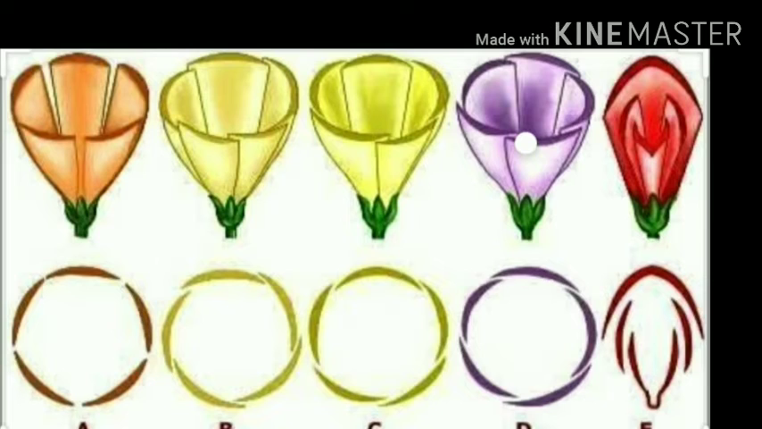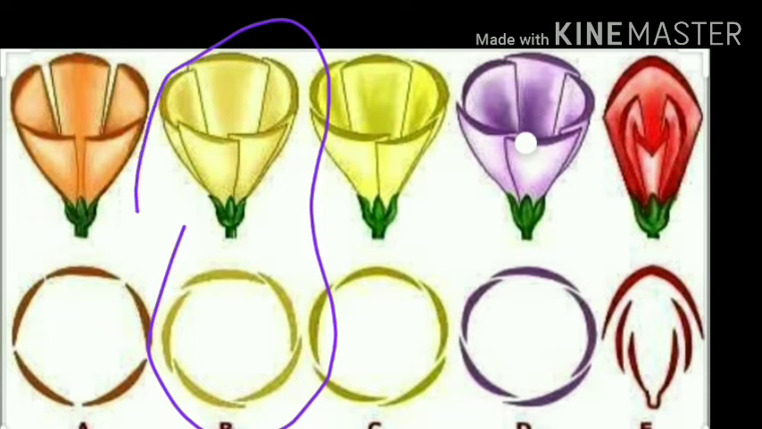Whereas in picture B, you may observe that the margins are overlapping. In pic A there is no overlapping, but they touch at the margins. Whereas in pic B, they overlap at the margins. So these are the major differences to differentiate valvate from twisted. Twisted means overlapping, whereas in valvate they do not overlap, they just touch at the margins. So this is about valvate and twisted.